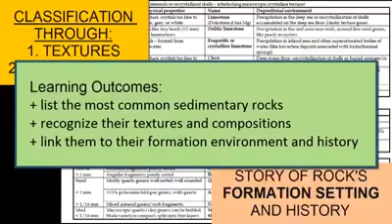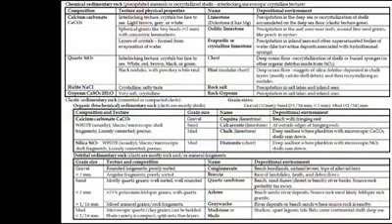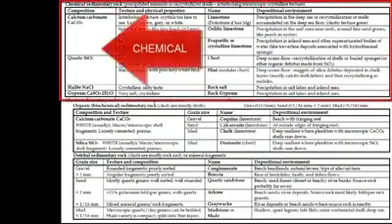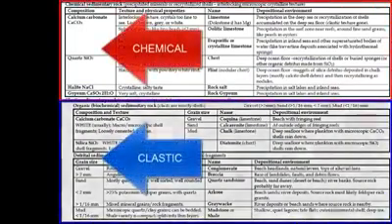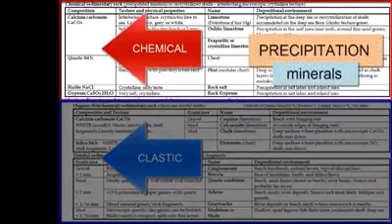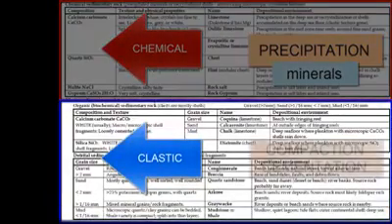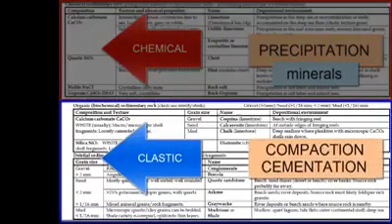By the end of this learning module, you should be able to list the most common sedimentary rocks, recognize their textures and compositions, and link them to their formation environment and history. As you can see with this identification table, sedimentary rocks are broken up into two types, chemical and clastic. Chemical is how we characterize rocks that are made from minerals that precipitated directly from surface fluids. Clastic is how we characterize rocks that are made from compacted or cemented debris.